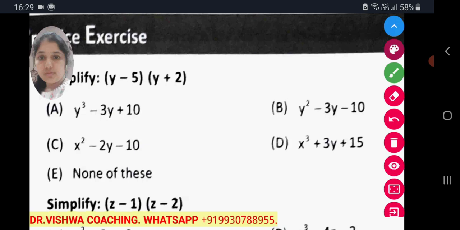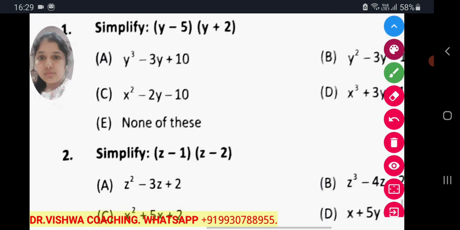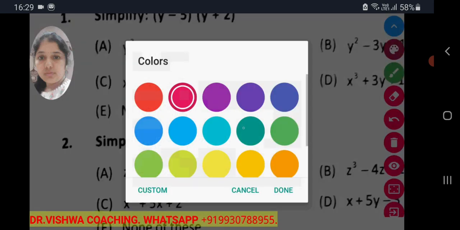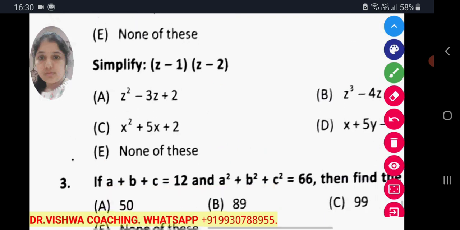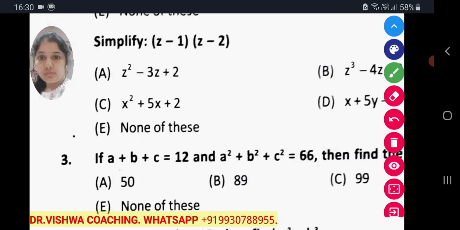Now simplify z minus 1 and z minus 2. It is again the same as we solved the first one, so this one is for your homework. You try to solve it. Multiply z with z minus 2, then give the middle sign as minus, then multiply with the 1 and 2 inside. Here minus 1 and minus 2 become plus 2 after multiplying with each other. Okay, so solve it at home.